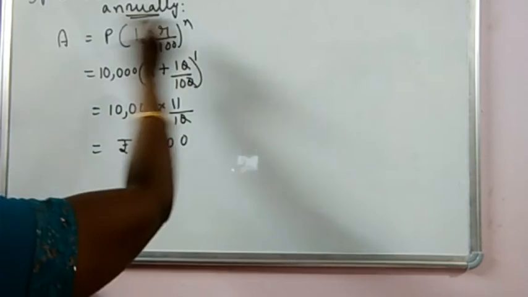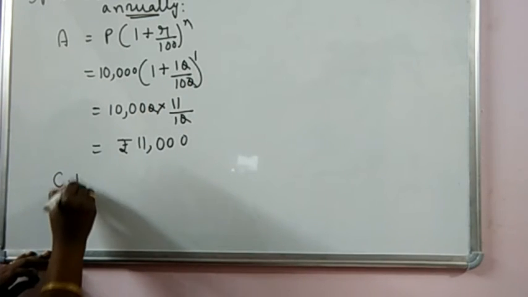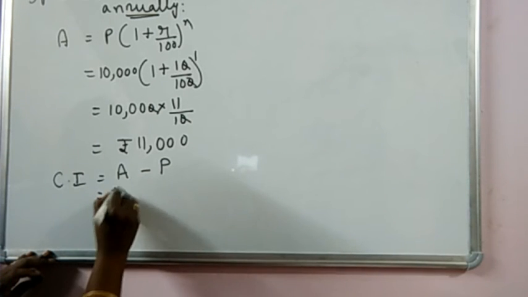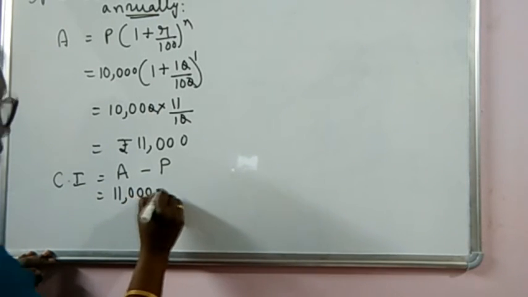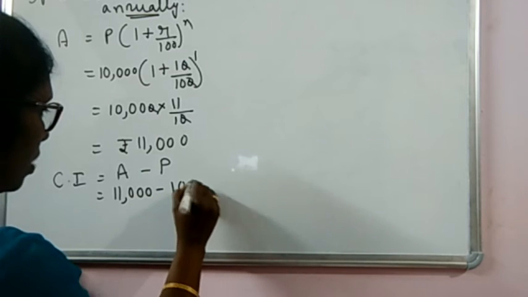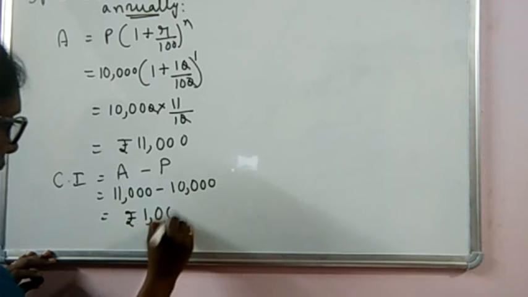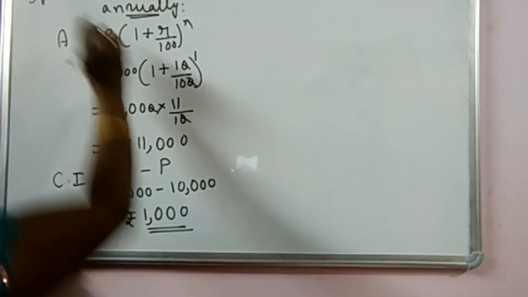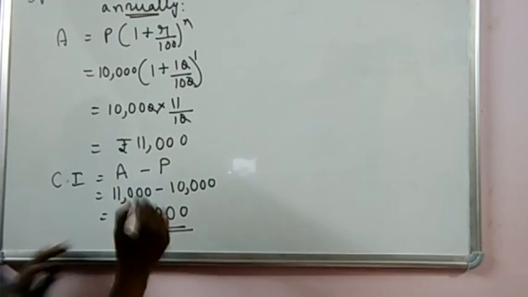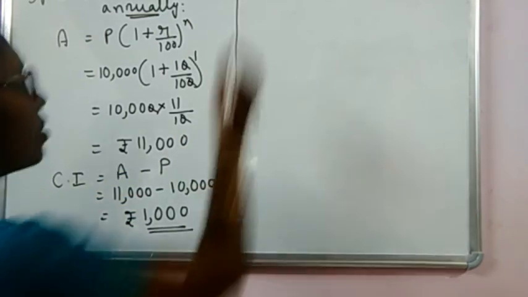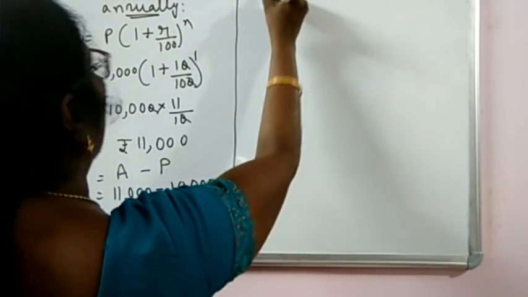If the interest is compounded annually, and compound interest, you know the formula, amount minus principal. So 11,000, principal is 10,000. So the compound interest is 1,000 rupees. If the interest is compounded annually, we got this. Now let me find out if the interest is compounded half yearly.